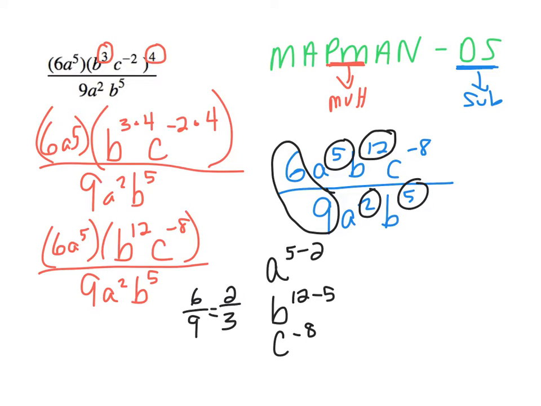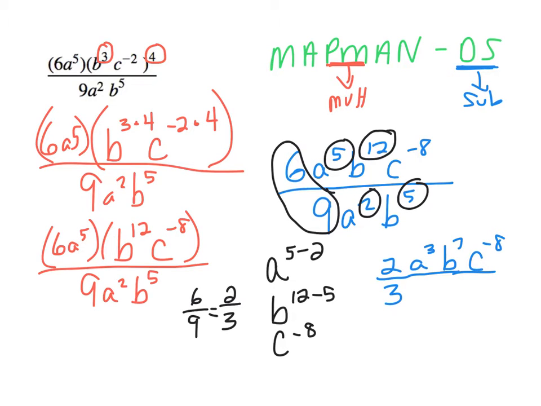Okay, so let's write down what we now have. We have, starting with my coefficient, 2 over 3, then a to the 5 minus 2 is 3, b to the 12 minus 5 is 7, and c to the negative 8.